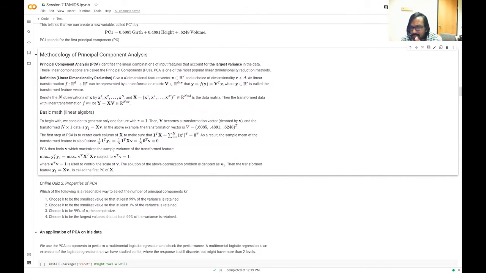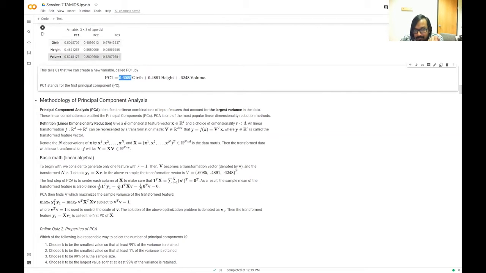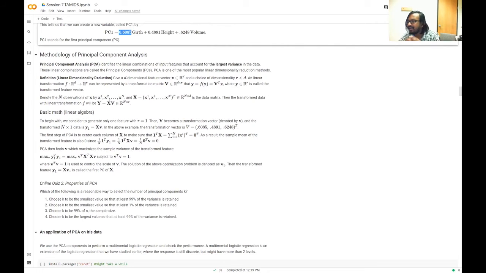So to start off, let's just assume that r equals 1, right? We are going to compress all the d dimensions into 1. So in the first case, the transformation vector V is simply, in this example, this column. This is the transformation vector. Once you make the transformation, for each of the data points, we have girth, height, volume, but we have girth times 0.6085 plus height times 0.4891 plus volume times 0.6248, exactly what we've done here, to get one scalar number. So we started with 3 dimensions, ended up with 1. While our x was n cross 3 dimension, our y is going to be n cross 1 dimension.